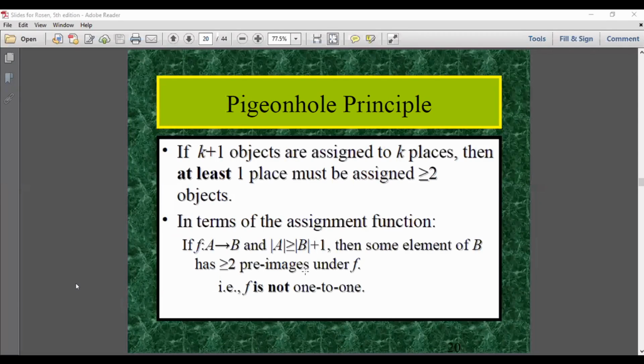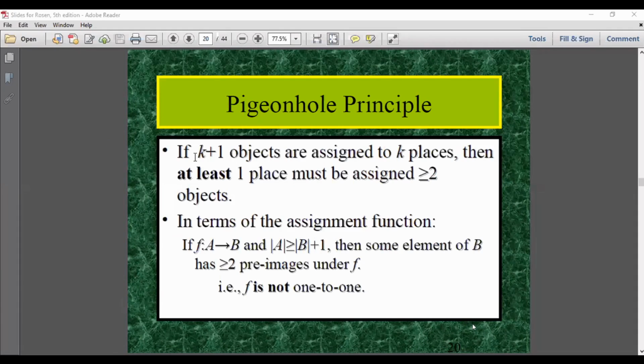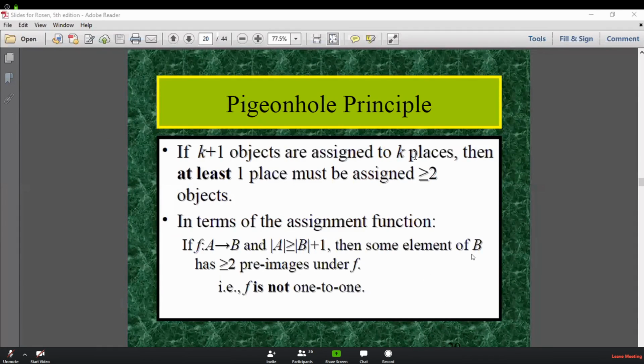Now, if those basic approaches are clear to us, then quickly go with this new technique, the pigeonhole principle. Actually, the rule is very simple. Pigeons are there and their nest, the pigeonholes, is placed somewhere. One by one pigeons come and go inside the holes. Suppose there are n pigeons and k holes. If k plus 1 objects are assigned to k places, then k plus 1 objects means we are talking about pigeons.